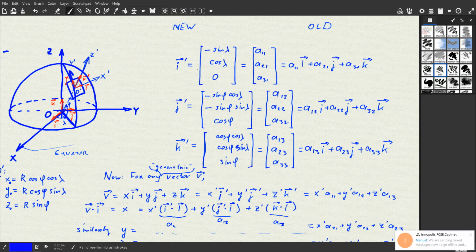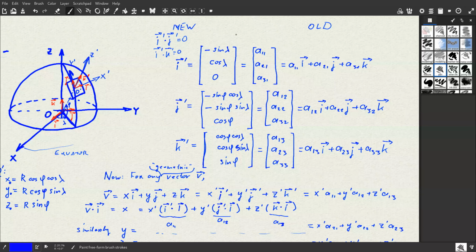So this looks okay. You can easily check that, for example, the dot product of I prime J prime is 0. Once again, you can check that, for example, I prime K prime is 0. So once again, we have minus cosine phi sine cosine lambda plus cosine phi sine cosine lambda and 0 here. And finally, once again, I prime K prime is 0.